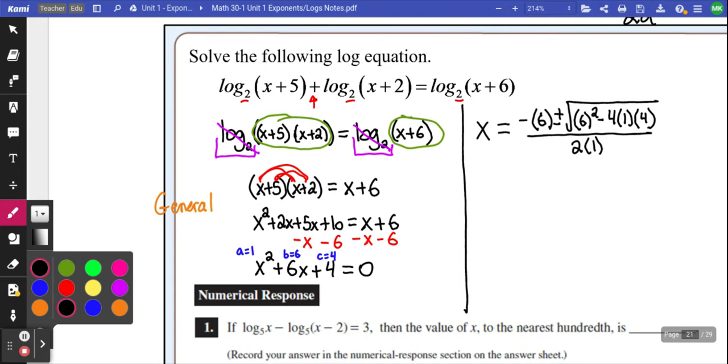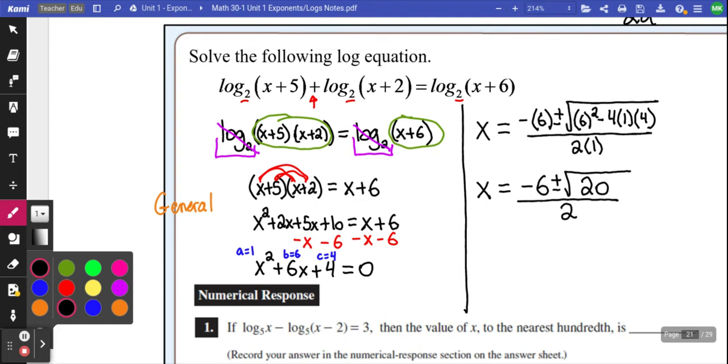I recommend that you don't just throw that into your calculator. You want to simplify it a little bit. So that negative 6, I would now write negative 6. That radicand, under the root sign, I would calculate that. 6 squared minus 4 times 1 times 4 should give you a nice number, 20. And then the denominator, 2 times 1 is 2. From there, it depends on the question. If they want a decimal, then calculate it. You're going to get two answers. Answer number one is where you add the root and do the calculation. Answer number two is if you subtract the root and then do the calculation.